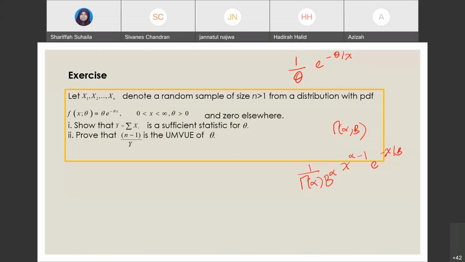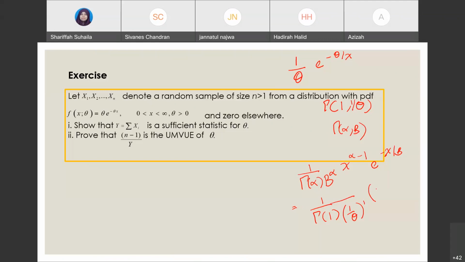The gamma has two parameters, alpha and also beta. For the exponential distribution, the exponential distribution is also part of the gamma distribution. When we write it as gamma, let's say in this case you have gamma 1 theta. So your alpha is equal to 1, your beta is equal to theta. So when you substitute 1 over gamma 1, and then, sorry, beta here is 1 over theta. Theta to the power 1.